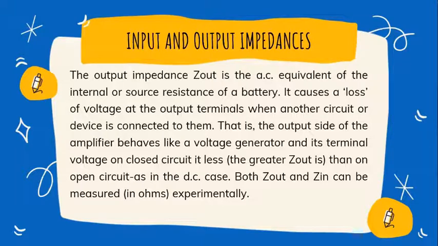The output impedance Zout is the AC equivalent of the internal or source resistance of the battery. It causes a loss of voltage at the output terminals when another circuit or device is connected to them. Thus the output side of the amplifier behaves like a voltage generator, and its terminal voltage on closed circuit is less, the greater the Zout is. And on open circuit, as in the DC case, both Zout and Zin can be measured in ohms experimentally.